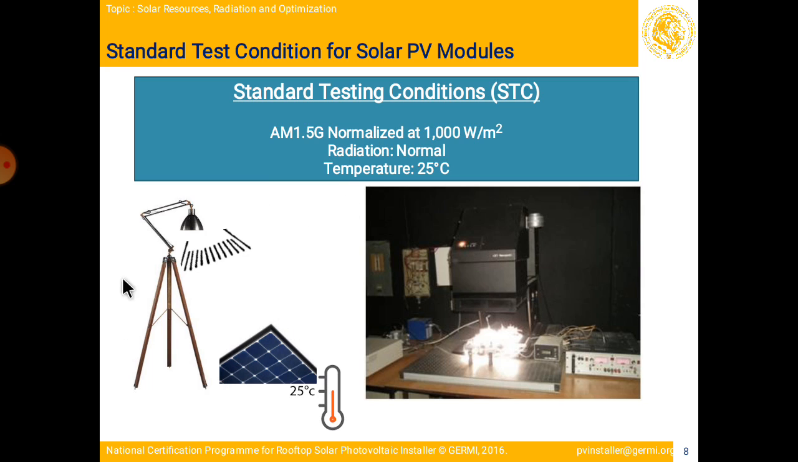For that we need to keep these parameters for the standard test condition. We need to check on AM 1.5G normalized, and the radiation that we are getting at 1.5G normal, that is 1000 watt per meter square. We will get the maximum output when we set these parameters. For 1.5G and 1000 watt per meter square, we are getting the maximum efficiency from the solar PV module.